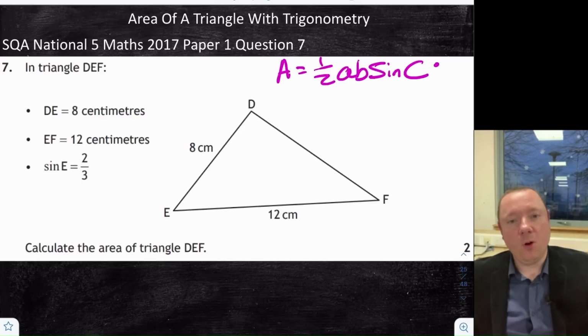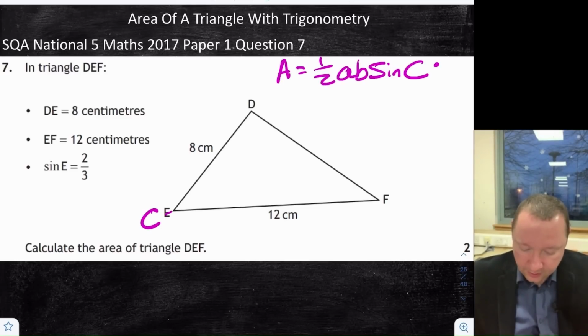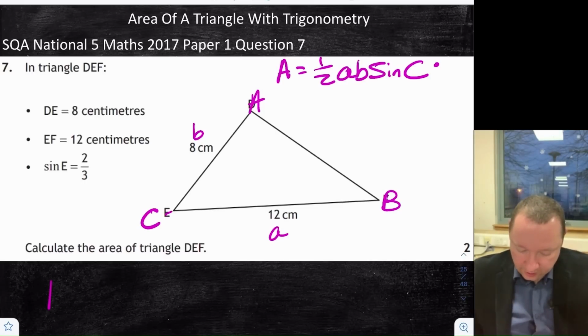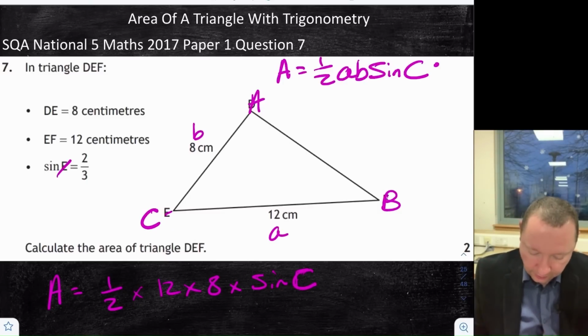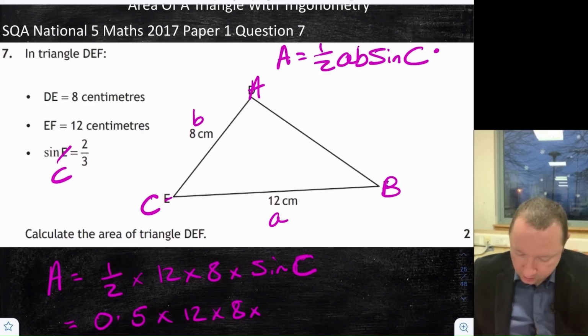So the main key point with this is the angle is always in between the two known sides to do the area. So that angle is always our C. So if I want to relabel it, I could call that C, and then that could be A, and that could be B. Well, it's just a substitution. The area is a half of 12 times 8 times the sine of E. Well, C we've called it now, so that would be sine C. So that gives us 0.5 times 12 times 8 times the sine of 2/3.